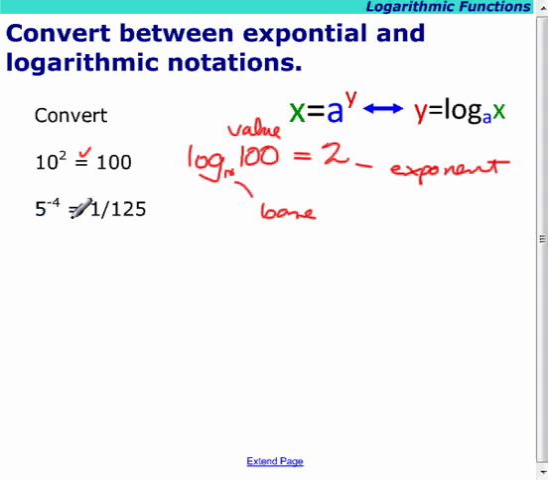Here's another example. 5 to the minus 4 is equal to 1 over 125. Gee, I don't think that's right. I think it should be 625. Anyway, if I was wanting to convert this to log form, I write log. My base is a 5. My value is this over here, 1 over 625. Let's put it in brackets so we don't get them mixed up. Is equal to, the value of any logarithm is equal to an exponent.